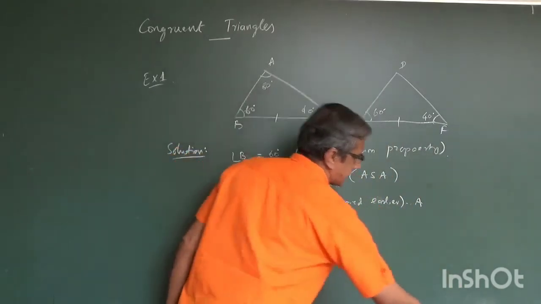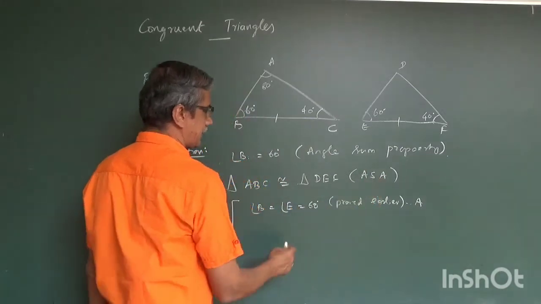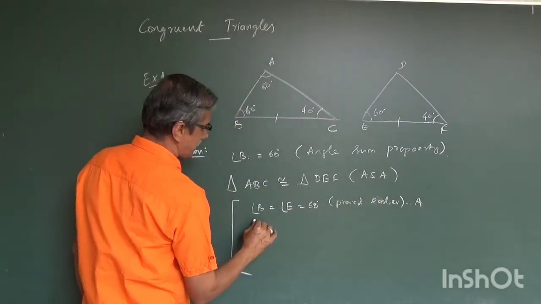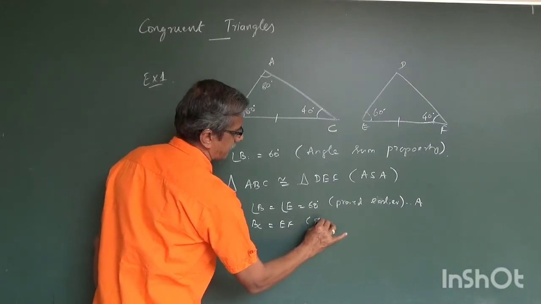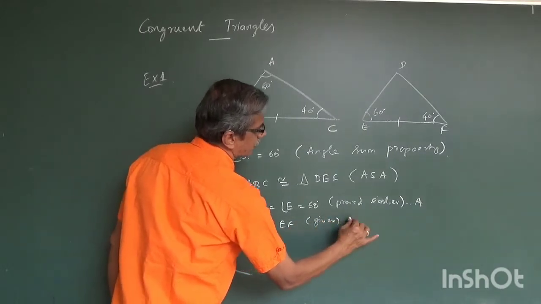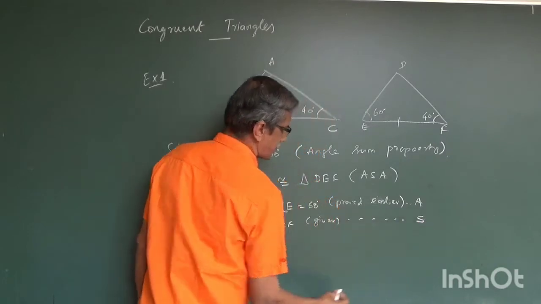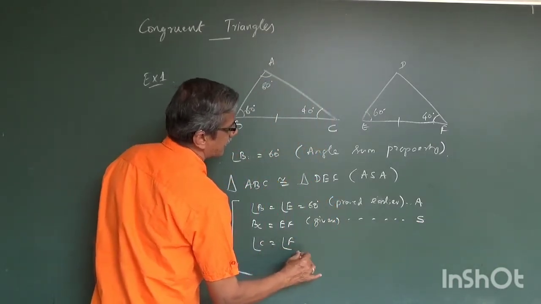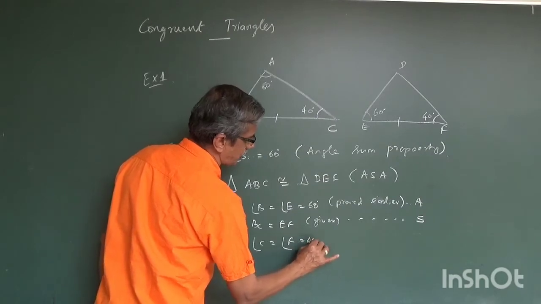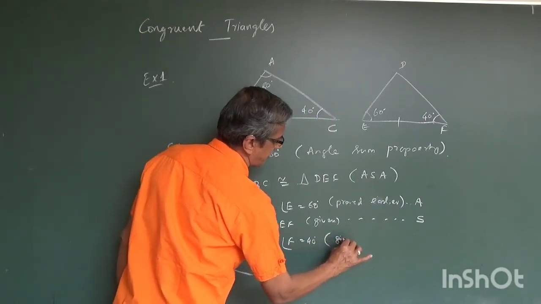It's better to write in this sequence, ASA. In the sequence I will write BC is equal to EF, given in the diagram, given in the question. So this corresponds to S. And then angle C is equal to angle F. This is equal to 40. This is also given.